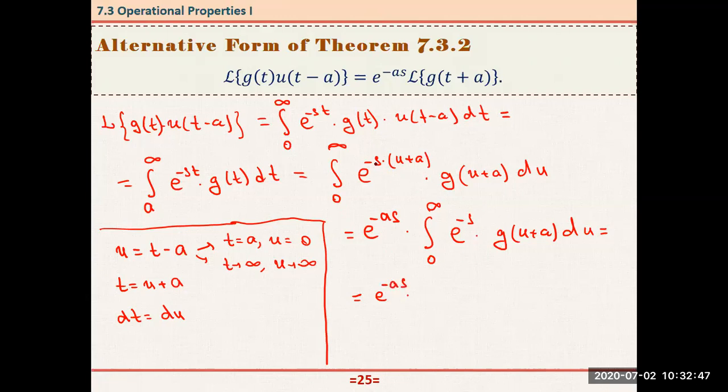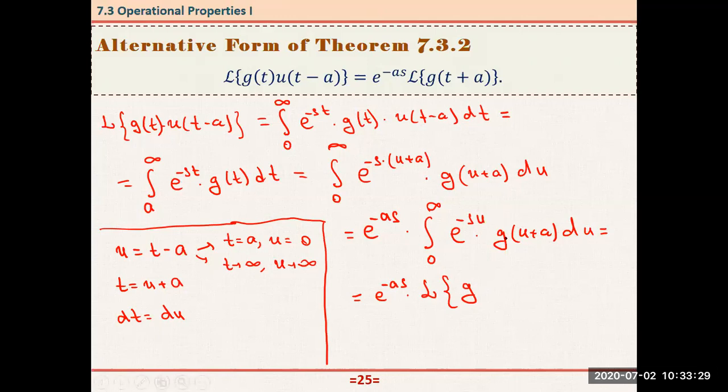Here we have e to the power minus su, that is su, right? And here we have g of u plus a du. So this is our function, right? If you remember, whatever we have in the function f of t, here we have capital F of s, right? So this thing, what is it? It's just the Laplace transform of g. What is u plus a? U plus a is t.